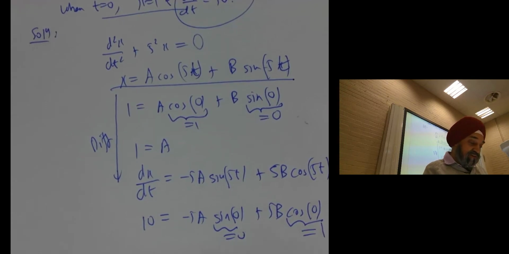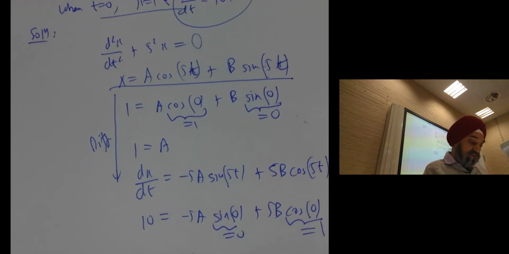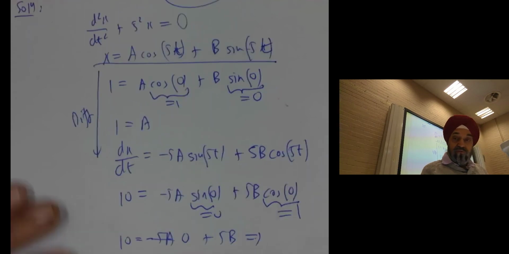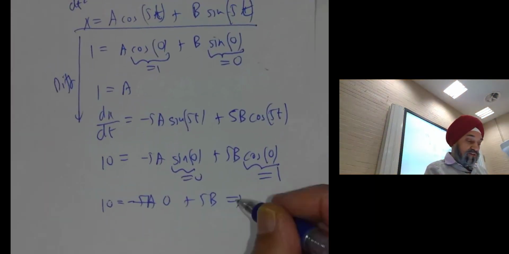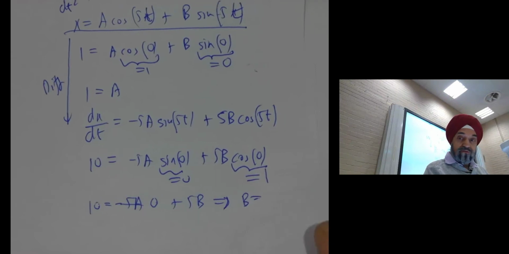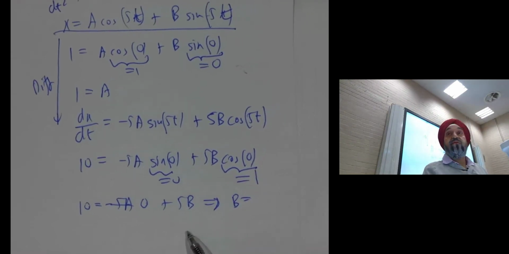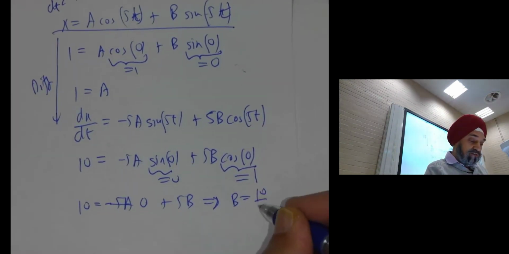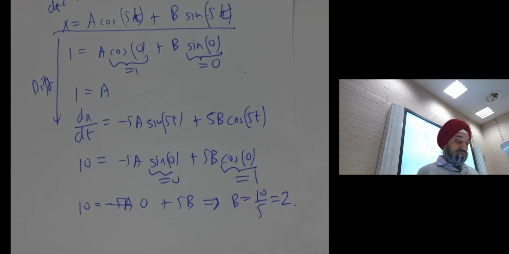Okay, what do we get? We get 10 is equal to minus 5A. No, we get 0, don't we? Sorry, that is 0. Then plus 5B. Please shout if you can't see. So what does B equal? 10 over 5, which of course is 2.